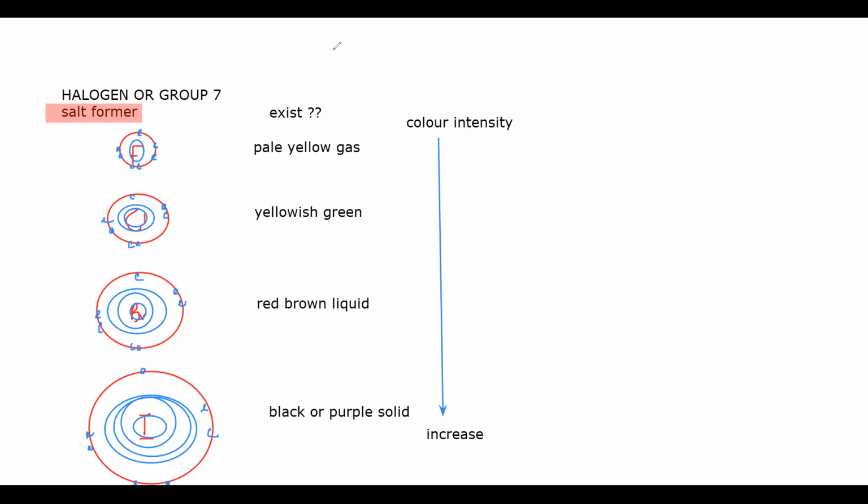Then the reactivity, these are non-metals. For non-metals, reactivity means the tendency to gain electrons. So the tendency to gain electrons refers to the reactivity of the non-metal. As we go down, what we observe is that the reactivity is decreasing.